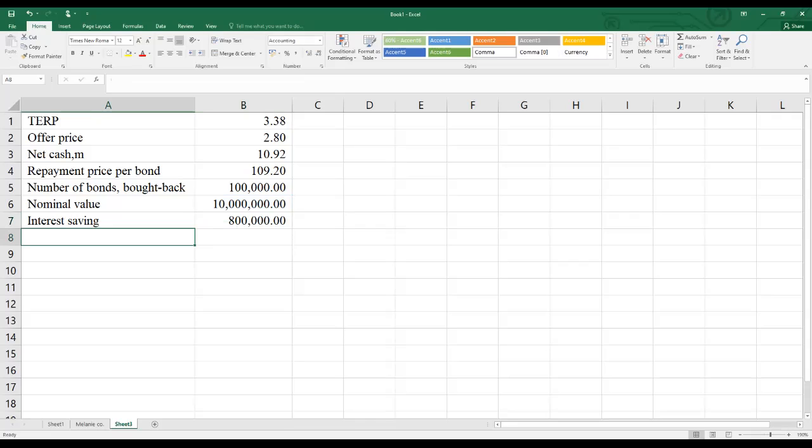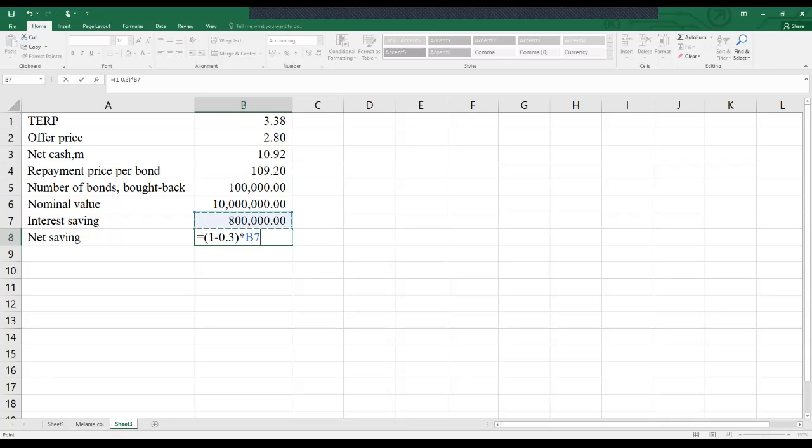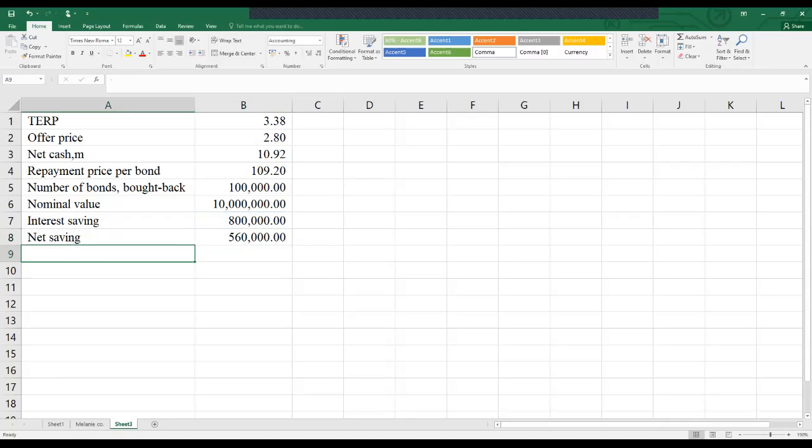Now, don't forget, this is a saving you have made, and you have to pay tax on the saving. This is like an income you have made, therefore you pay tax on it. Therefore, the net saving after tax: you pay tax on that percent. It is 1 minus 0.3. That percent is tax, therefore you remain with 70% times the gross interest saving. Therefore, you save 560 per year.